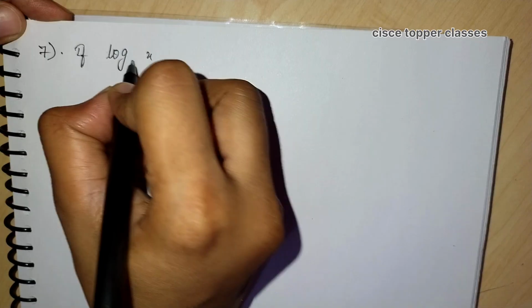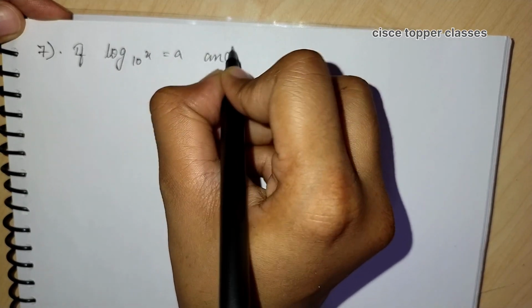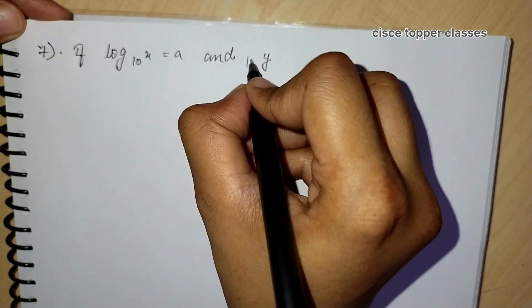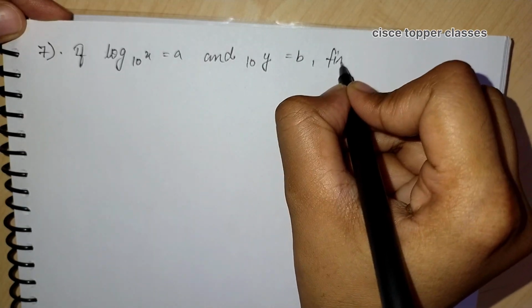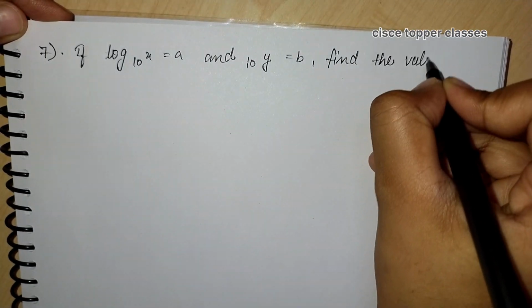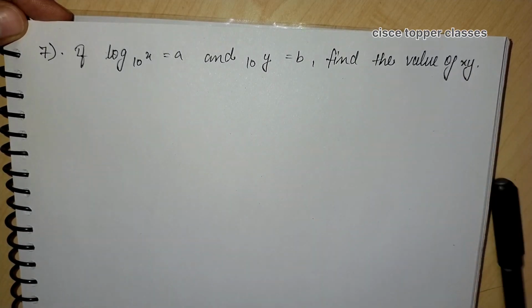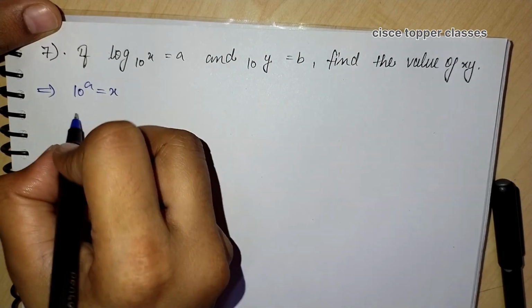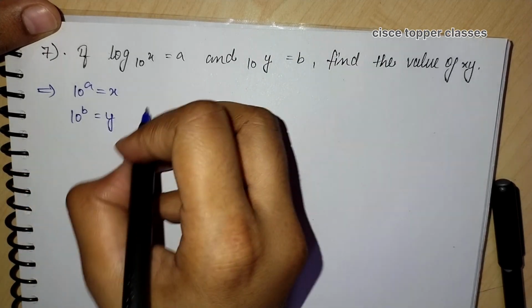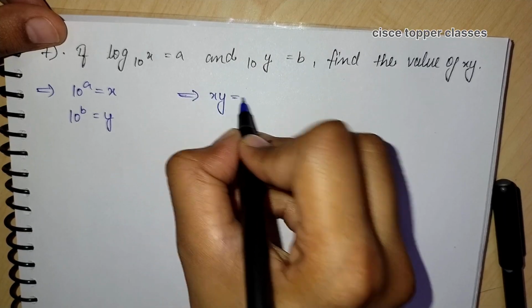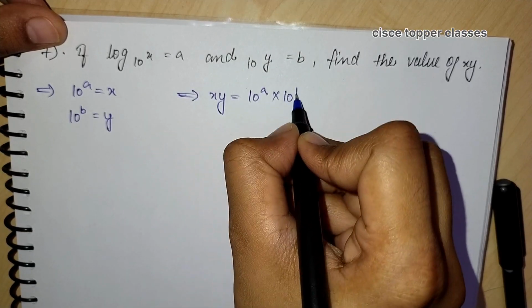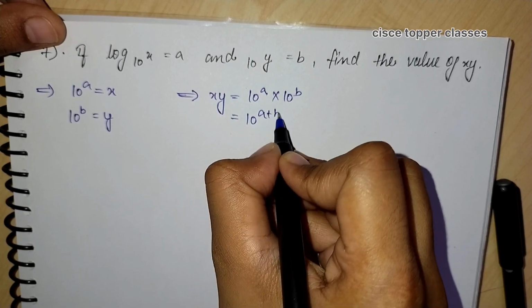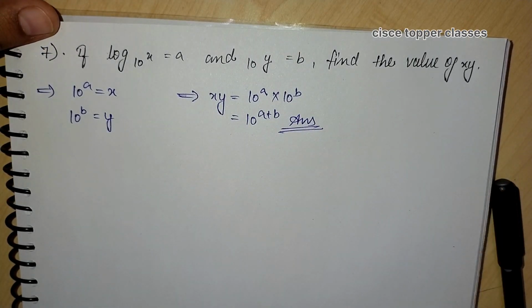Now let us solve the seventh question of exercise 9.1, which is: if log x with base 10 is equal to a and log y with base 10 is equal to b, then find the value of x into y. Simply we can write 10 to the power a equal to x and 10 to the power b equal to y. So x into y from here will be 10 to the power a into 10 to the power b equal to 10 to the power a plus b as the final answer in the seventh part.